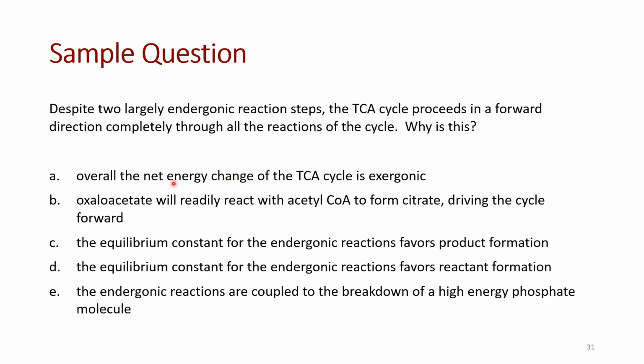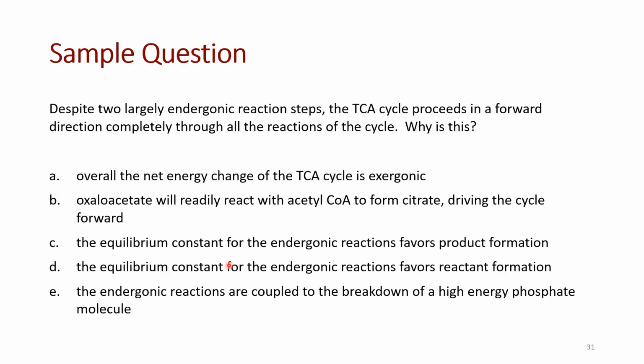That sounds pretty good. Oxaloacetate will readily react with acetyl-CoA to form citrate, driving the cycle forward. Well, that's true. Oxaloacetate does react with acetyl-CoA, and it does form citrate. It is a negative delta G reaction. But that doesn't tell me why those positive delta G reactions go forward. This just tells me about one of the steps of the TCA cycle. So that sounds like a true answer, but not an answer that answers the question.